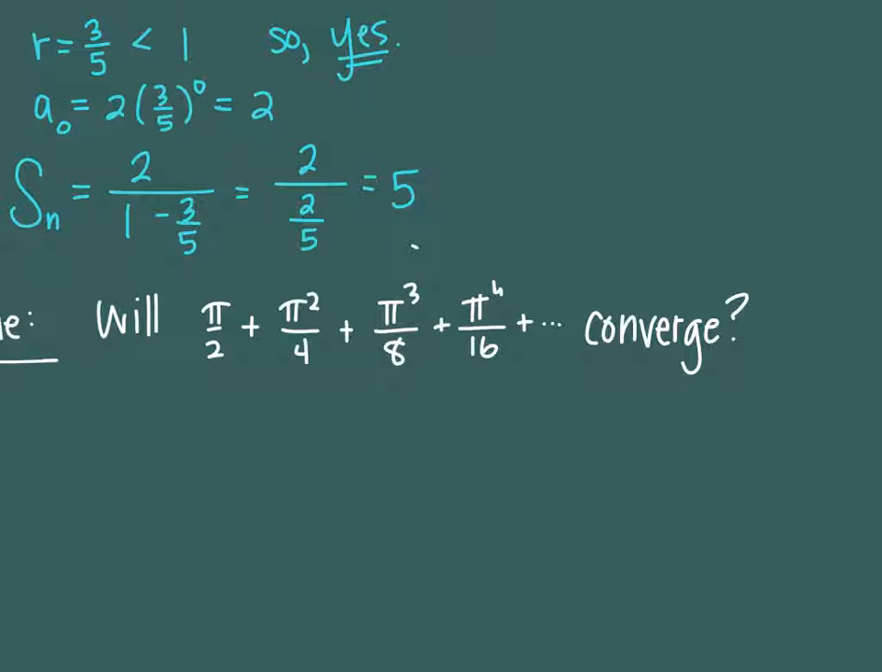All right, you said no pretty quickly. Why? What is the value of r? Pi over 2. Okay, pi over 2 is greater than 1. So no, S sub n will not converge.